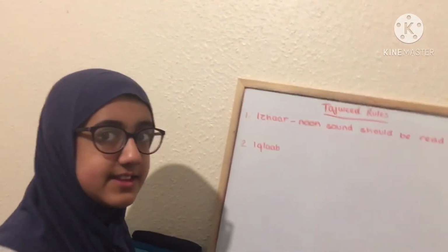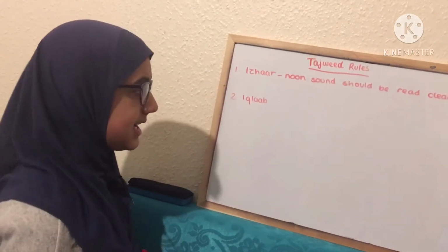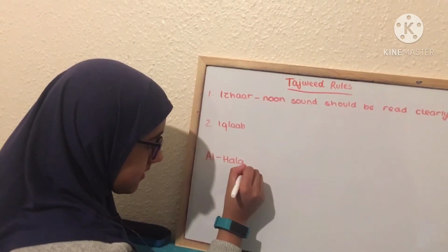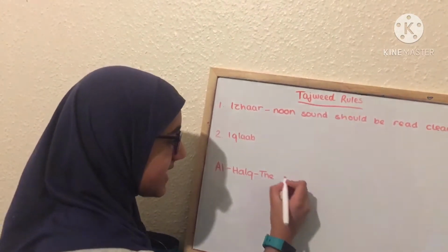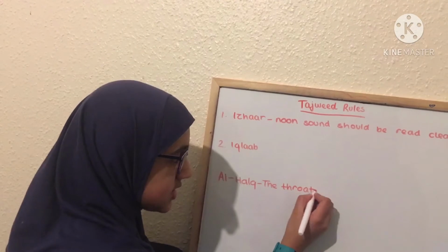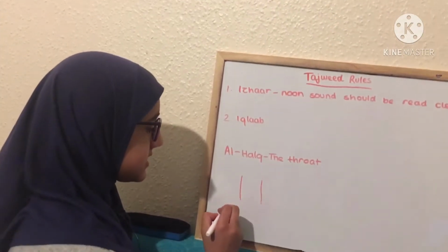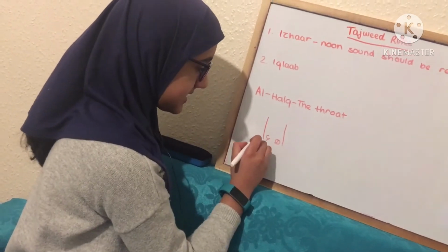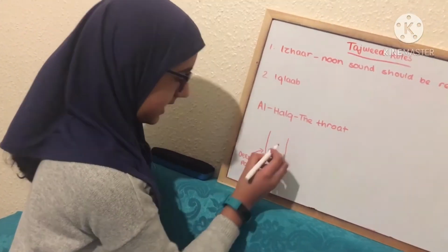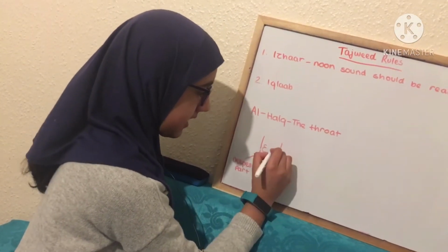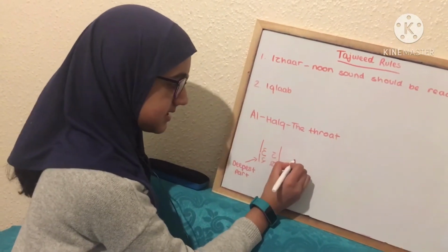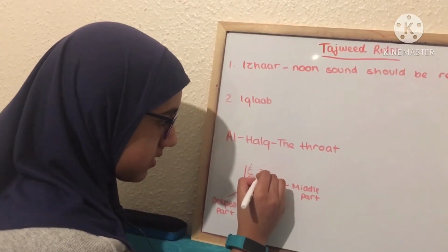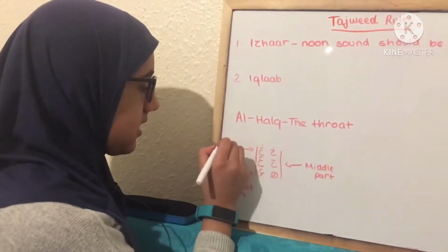I said that there were throat letters, and the throat letters in Arabic are called al-halq, which means the throat. There are 6 letters that come under this category, and pretend this is the throat, so the deepest part would be hamza and ha. This would be labelled as the deepest part of the throat. Then the middle part would be ain, ha. This is the middle part. And then we have ghain and kha, which is the upper part.